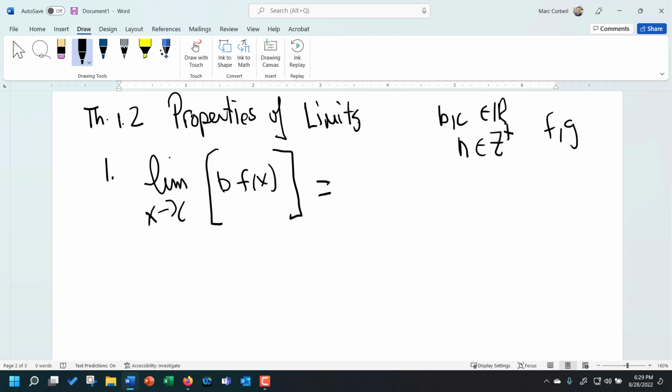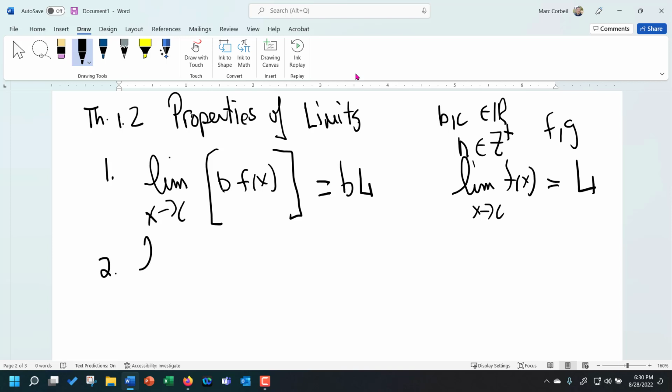So, and on top of this limit, let's say we have the limit as x goes to c of f of x, and we'll call that limit a specific value, L. So this is just going to be b times L. So basically, if you say 2 times f of x, you get twice the limit, that sort of thing. That's called the scalar property.